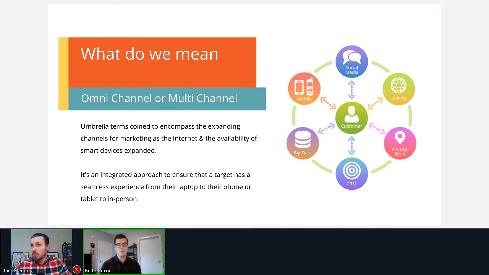It's an integrated approach to ensure that your target has a seamless experience from their laptop to their phone or tablet and in person. So today we will be talking about advocacy work, not selling to a customer like in the graphic, but about how you can engage with your audience persona to really hit them in email and then have them seeing the same content on social and engaging them in all the platforms that they are already active on.